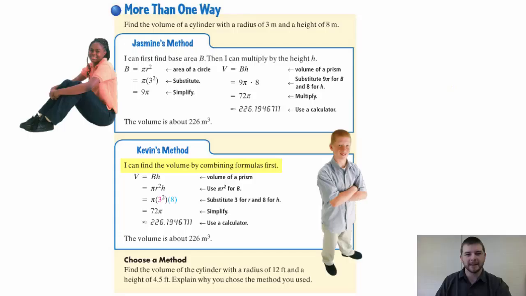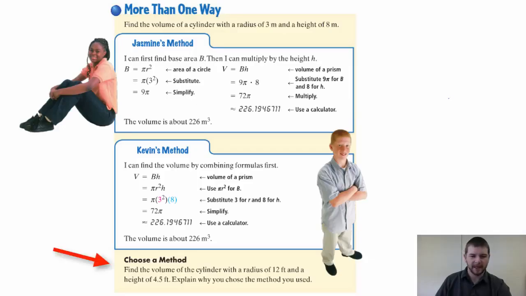Kevin, on the other hand, says I can find the volume by combining formulas first. So he combines his formula. He thinks of the volume formula first, then he substitutes the formula for the base directly into the formula for volume. That results in having more variables to consider at once, but it sure works. Might even say it works in fewer steps. I don't know, I haven't counted. But same answer, different techniques, both very good. So let's see which technique you would use.